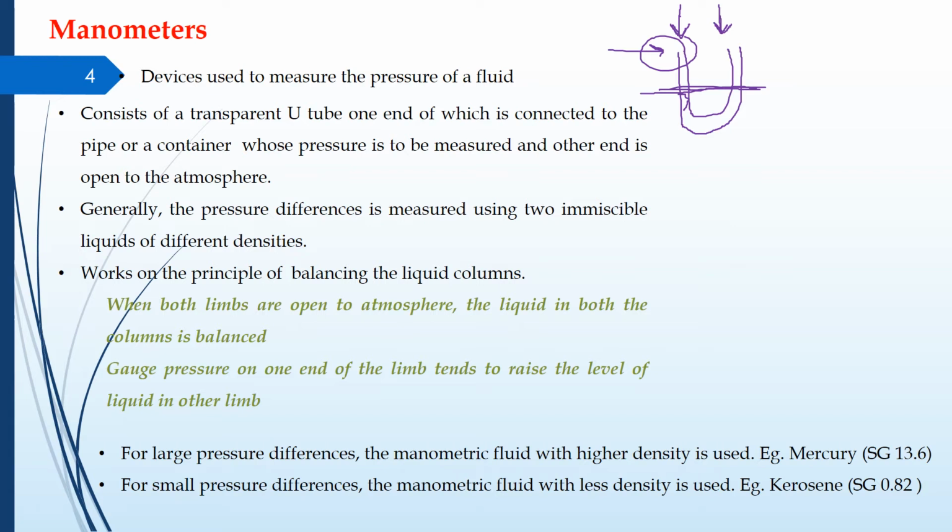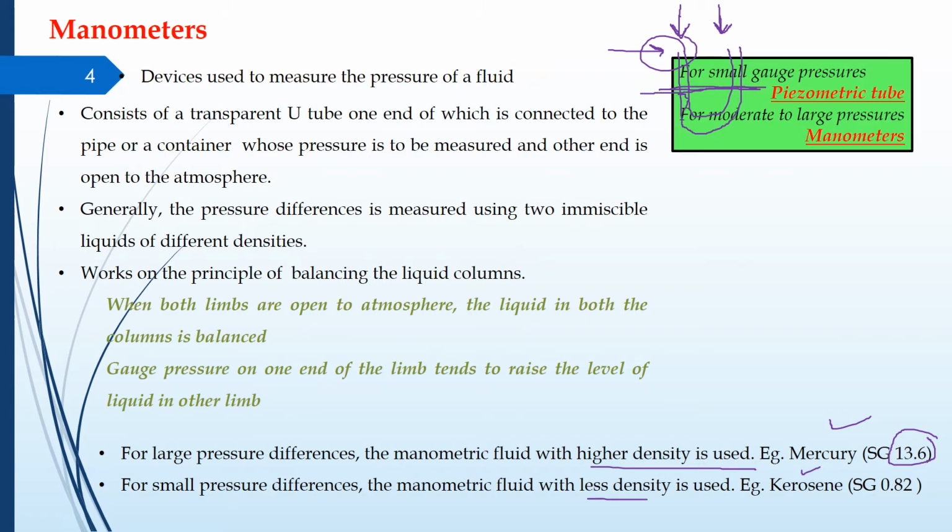So for large pressure differences, a manometric fluid with higher density is used. Basically, I'll tell you what a manometric fluid is. An example is mercury, which has a specific gravity of 13.6. And for small pressure differences, we use a manometric fluid which has less density. The most common example is kerosene. We can have other fluids also which have less density.